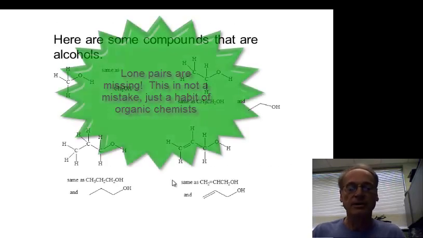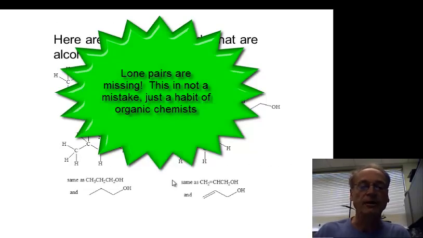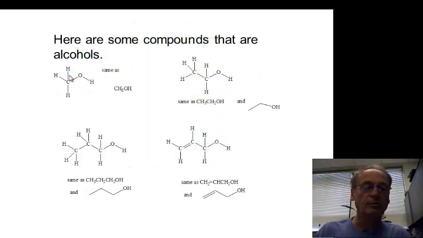Now, on this slide, I've shown some structures of compounds that are in fact alcohols. Notice that this compound has a carbon with 3 hydrogens and an oxygen. This is what's called a saturated carbon because it doesn't have any double bonds to it. It also has an OH group, that is an oxygen with a hydrogen attached. Therefore, it is what we call an alcohol.